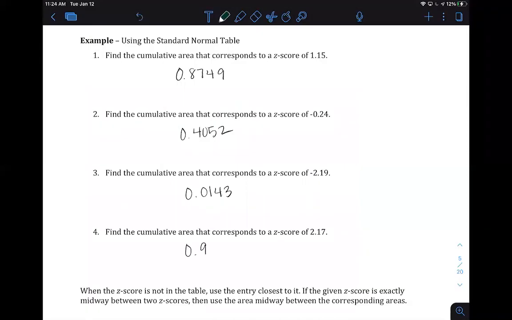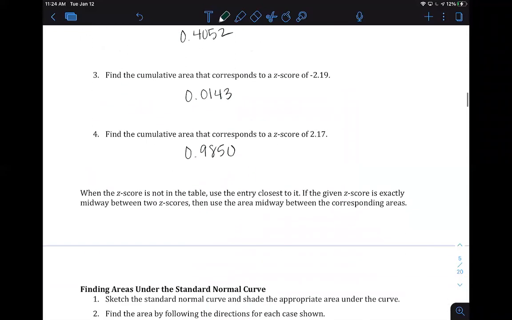Questions with finding z-scores in the table? Any questions at all? Okay. So when the z-score is not in the table, you're going to use the entry closest to it. So this is why we always round z-scores to 2 decimal places, because there are 2 decimal places on the table. The only time we're not going to round to 2 decimal places is if you get like 1.645, because then you can look in between 1.64 and 1.65 and find the average of those 2 areas. Okay, and we'll look at an example of that later.